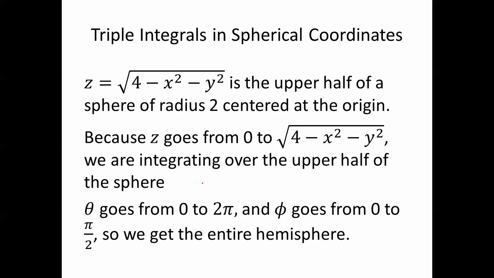Because z goes from 0 to the square root of 4 minus x squared minus y squared, we're integrating over the upper half of the sphere. Again, the lower half would be negative square root of 4 minus x squared minus y squared. Theta goes from 0 to 2 pi, it's a complete circle, and phi goes from 0 to pi over 2, so we get the entire hemisphere.